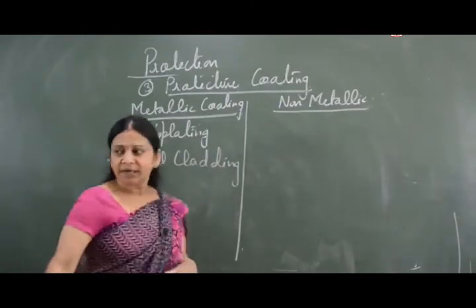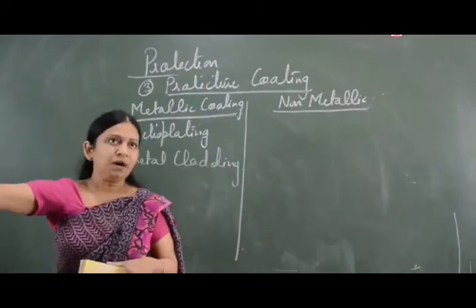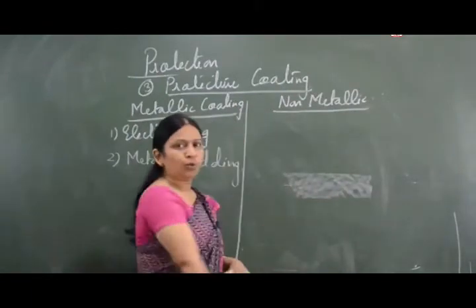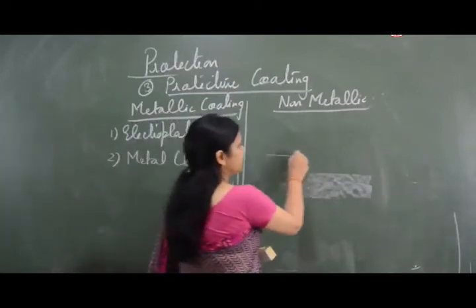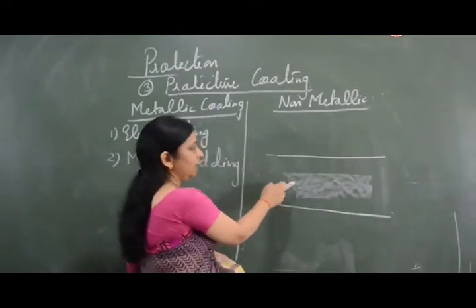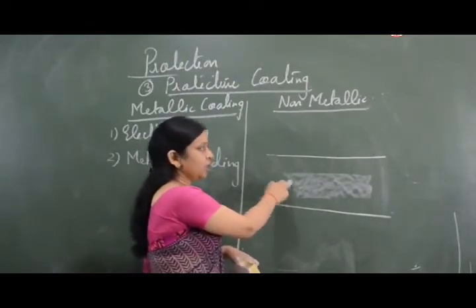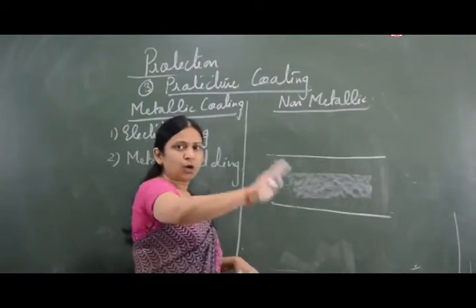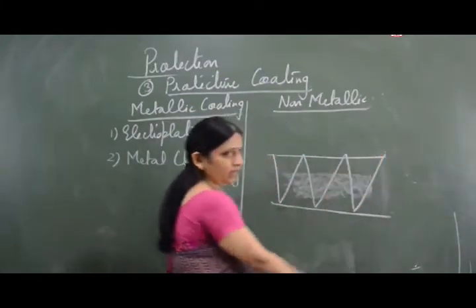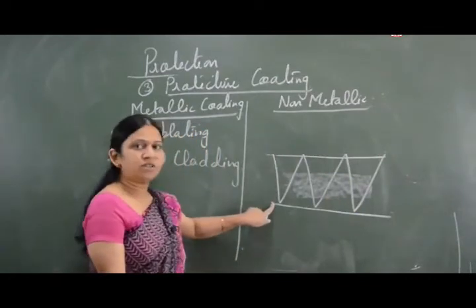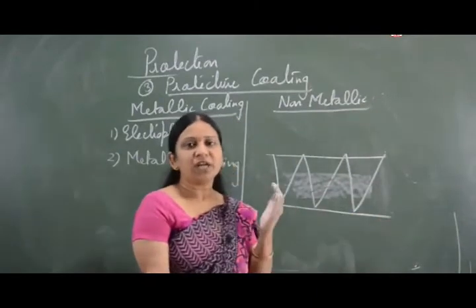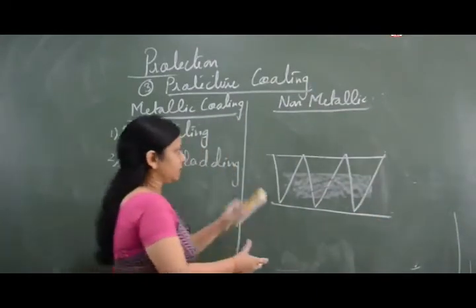Second is metal cladding. What we do in metal cladding is we take a metal which we want to protect against corrosion. It is sandwiched between two coating metals, and then the three are passed through a roller. What happens is the coating metals undergo bonding. So when the coating metals bond, the metal in between, the metal which is sandwiched, is protected. That is metal cladding.